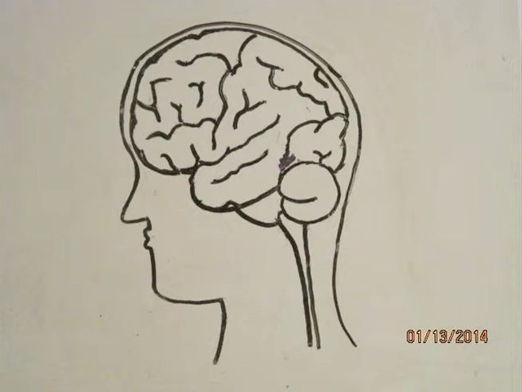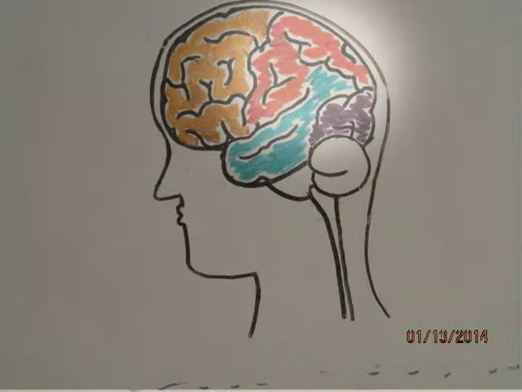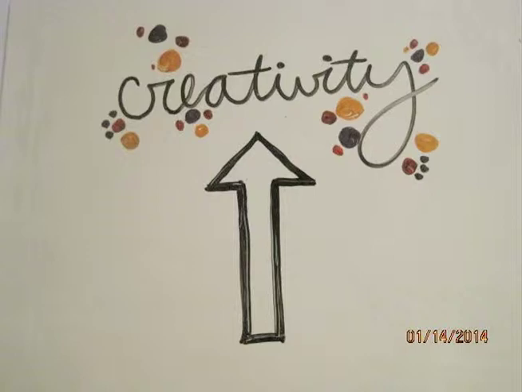The frontal lobe is associated with reasoning, planning, emotions, and problem solving. The parietal lobe is associated with recognition and perception of stimuli. All parts of the brain are needed to form and communicate ideas, but connections between the frontal and parietal lobes are essential for creative thought.